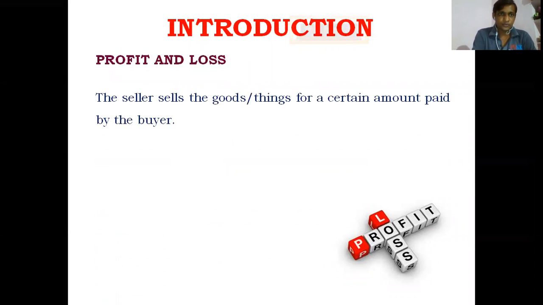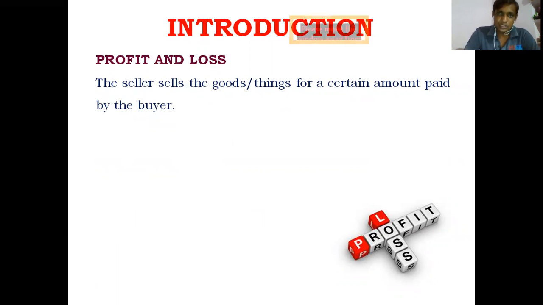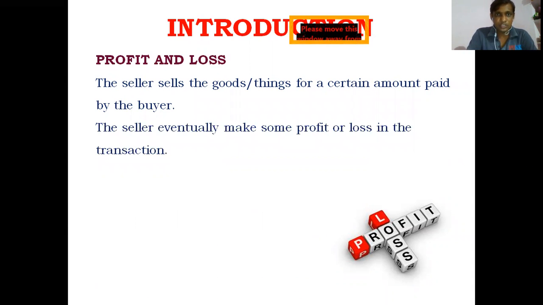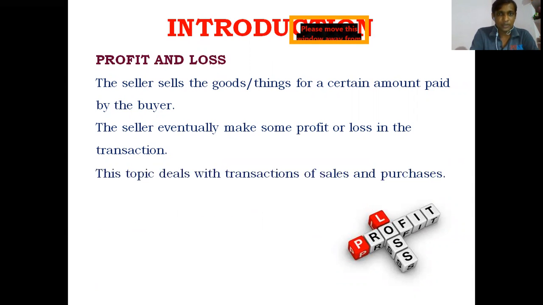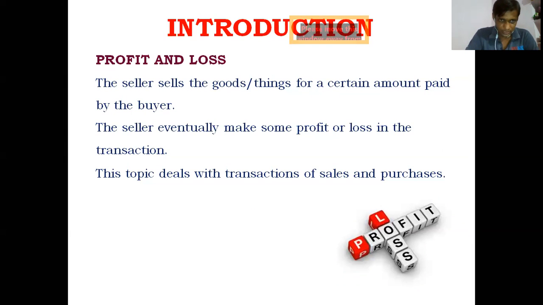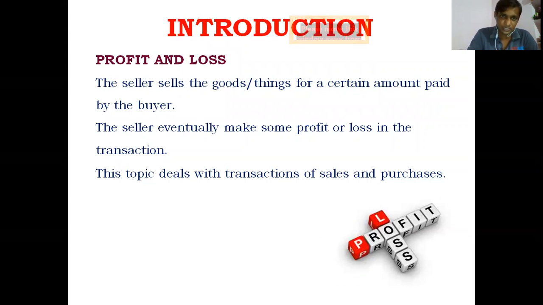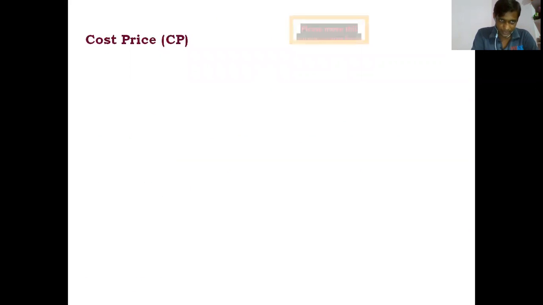Now we'll discuss profit and loss. The seller sells goods or things for a certain amount paid by the buyer. That is called profit and loss. Here the seller eventually makes some profit or loss in this transaction. So this topic deals with transactions, sales and purchases, which may result in either a loss or a profit. In this we are going to come across these terms mainly.